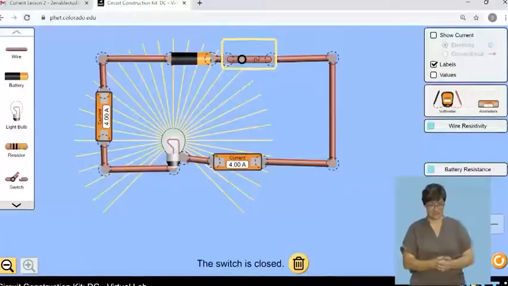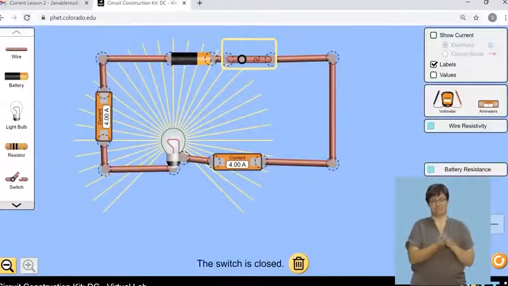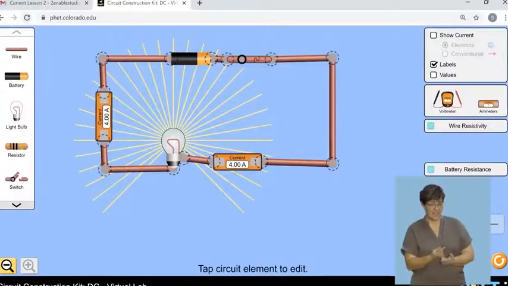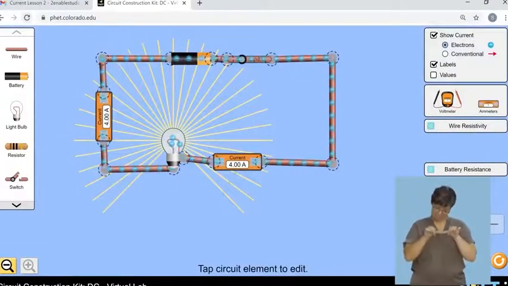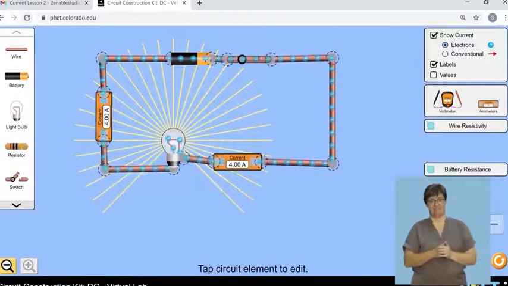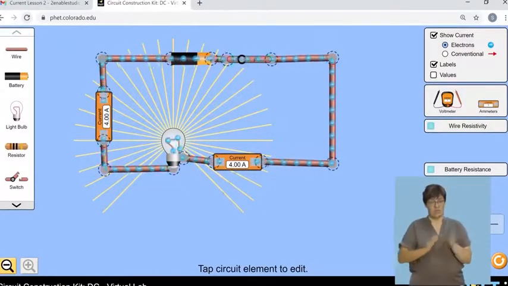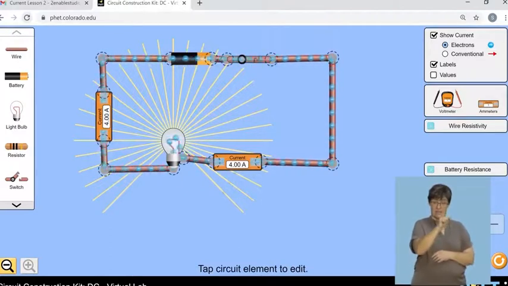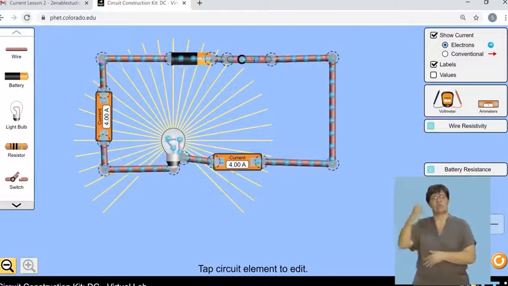Okay, so the principle of conservation of charge says to us that the amount of charge remains constant. So even if we've got 4 coulombs of charge passing through the first ammeter, we also have the same amount of charge passing through the second ammeter.